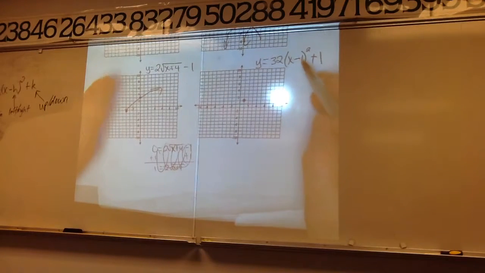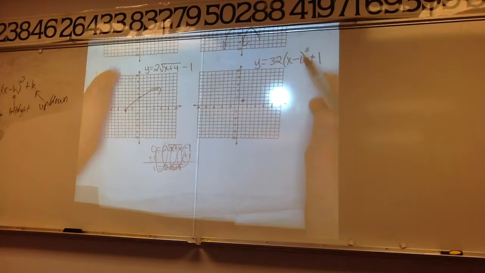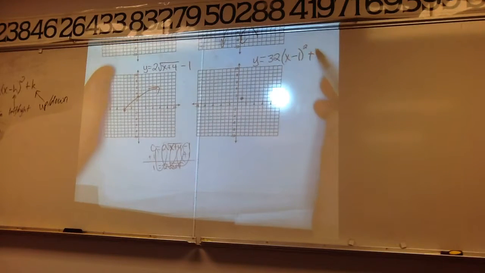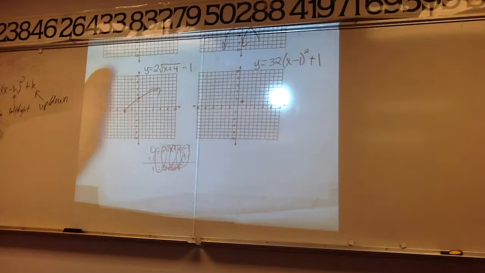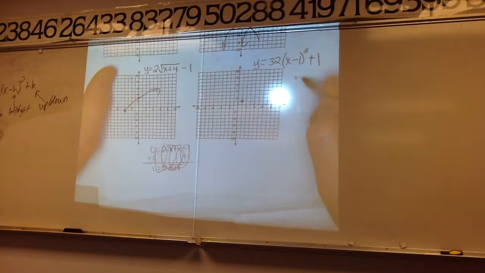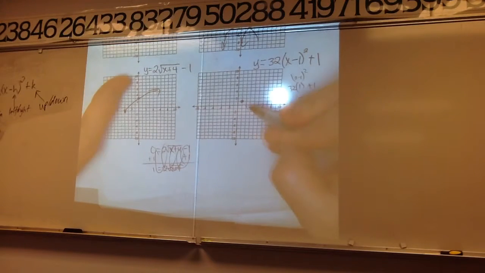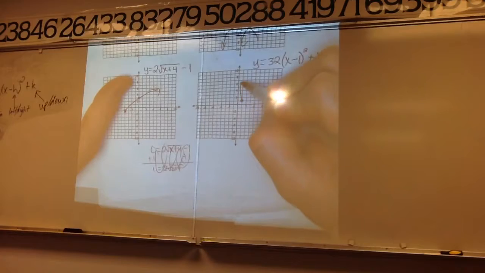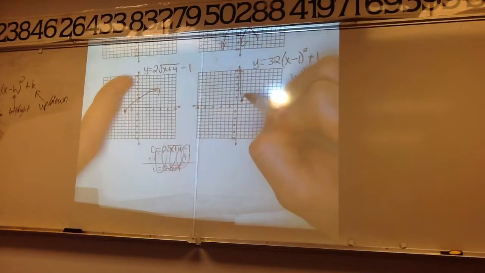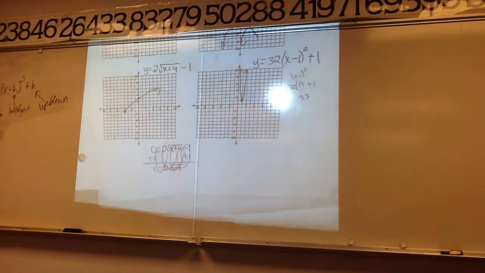Go down that vertex. All right. Y-intercept. What would it be? 0 minus 1 is negative 1. So negative 1 squared is 1, plus 1 times 32. 33. Holy smokes. From right there to 33, because you picked such a big number to put in front, it's very skinny. 32 is my favorite number.